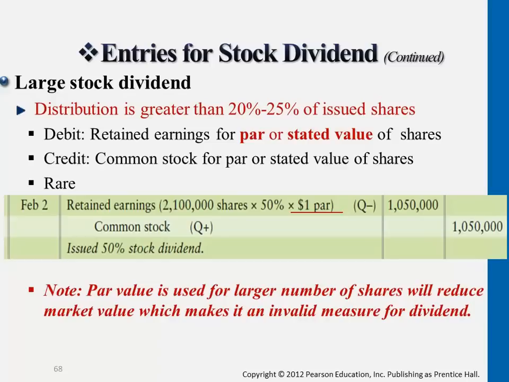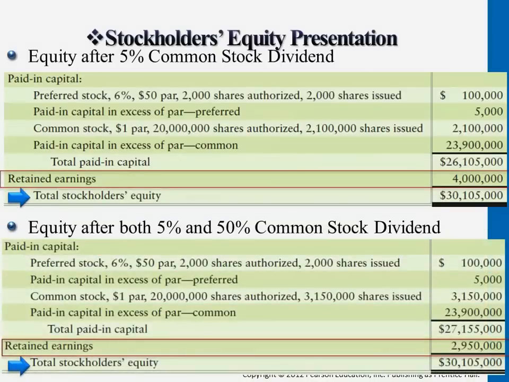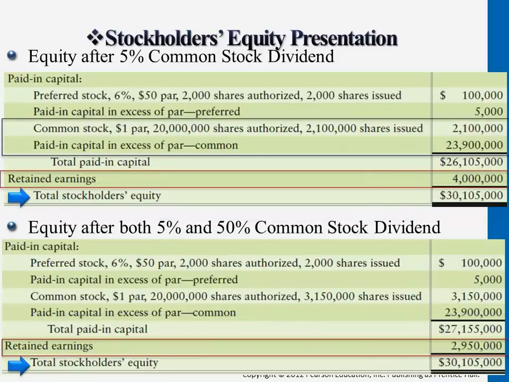Okay, so market value is used for small stock dividend, par value is used for large stock dividend. If we report both cases under balance sheets, the first balance sheet here shows equity after 5% of common stock dividend. So this part here, the common stock case, you see an additional 100,000 shares issued. So authorized is 20 million shares, and now the number of shares issued is 2,100,000 shares.